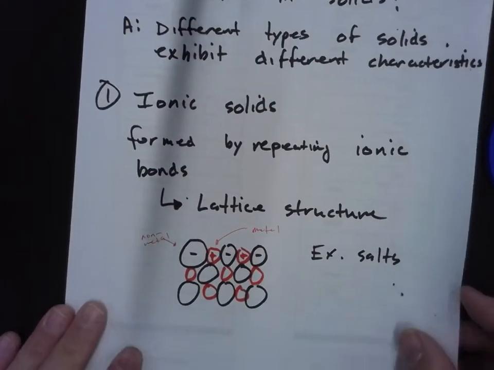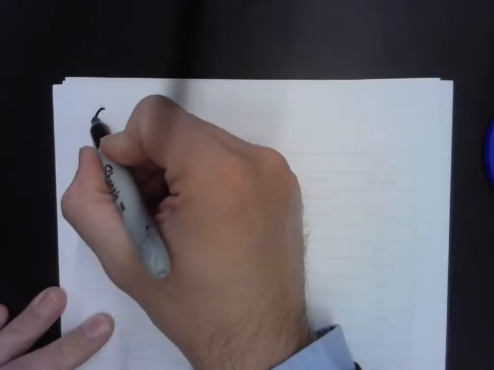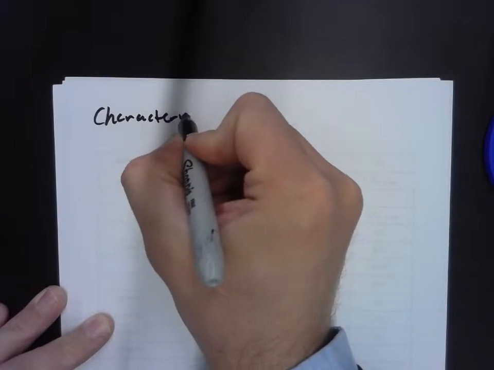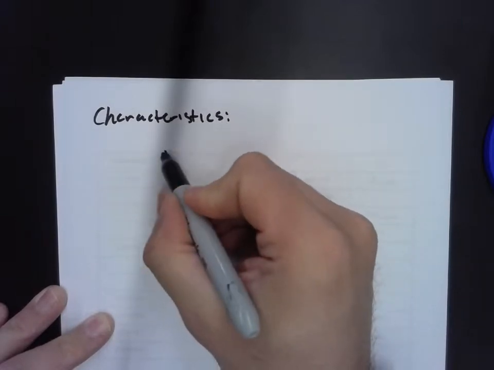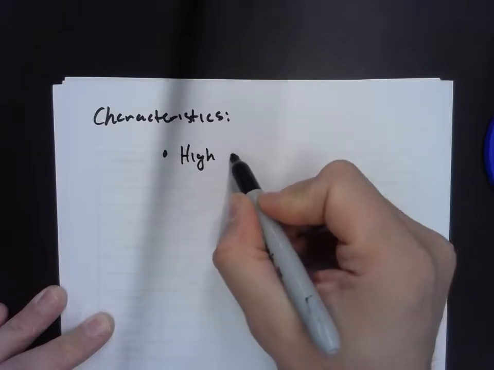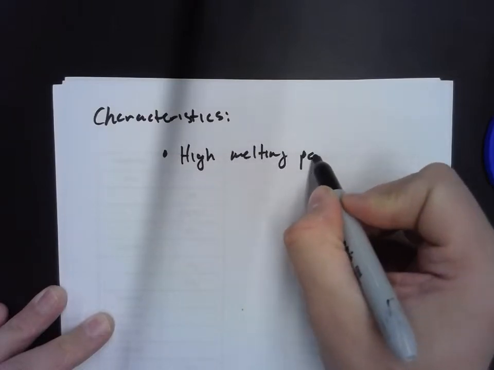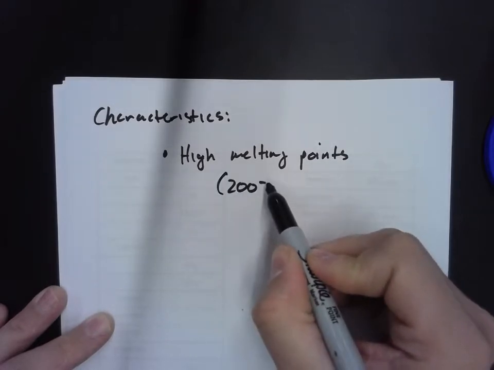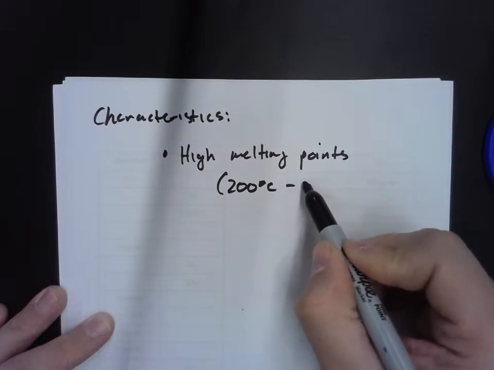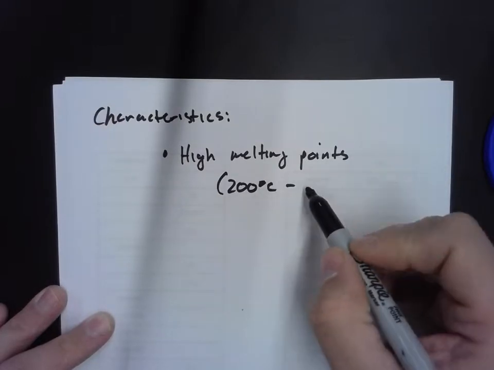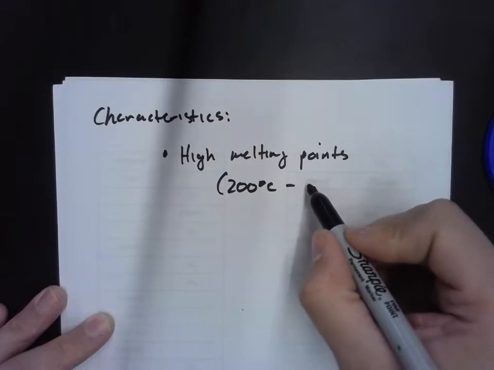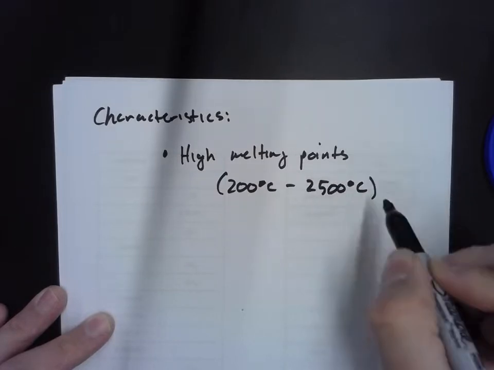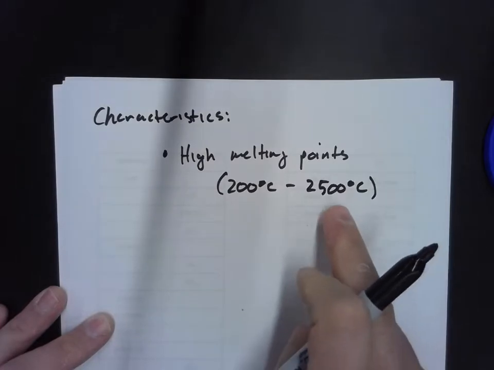So let's talk about some of their characteristics. Some of the characteristics include high melting points. It says here in the notes 200 to 2500 degrees C, but honestly I think this lower end is much higher than 200. In general, salts are more like over here, I think.